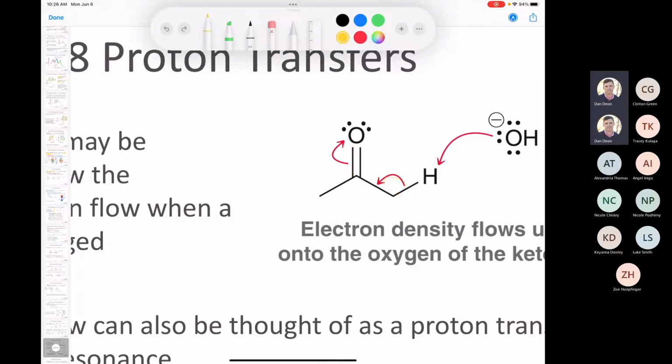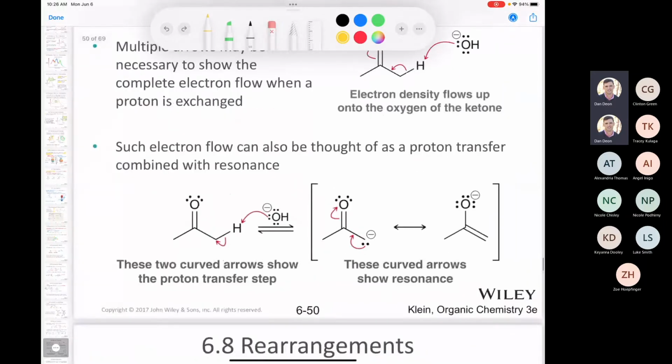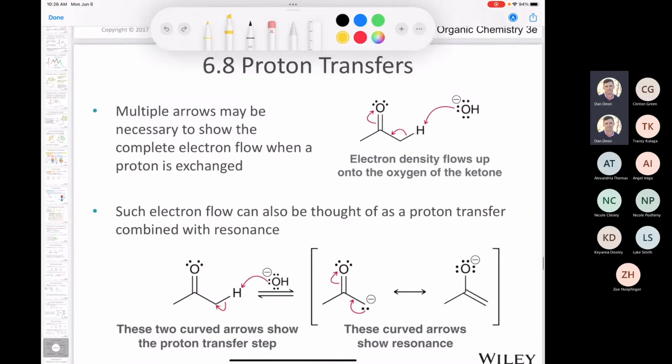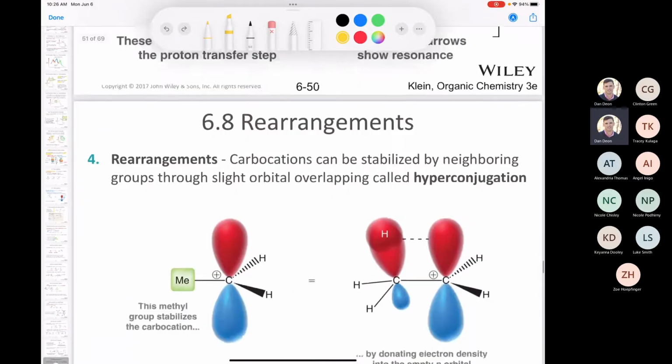And what you end up with is something that's going to look like this, which is actually part of a resonance hybrid. You could draw either one of these as resonance structures. And so the proton transfer, you could either draw it like this or like this. They both represent the same thing because either way you get the product that is part of the resonance hybrid.